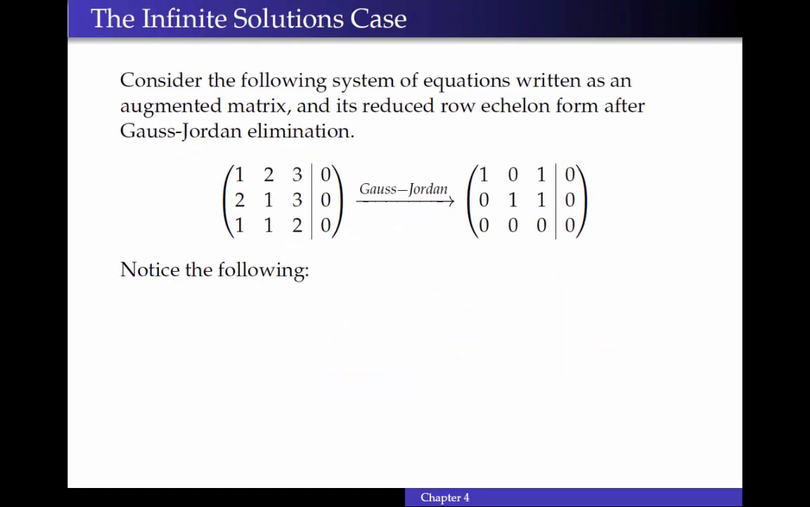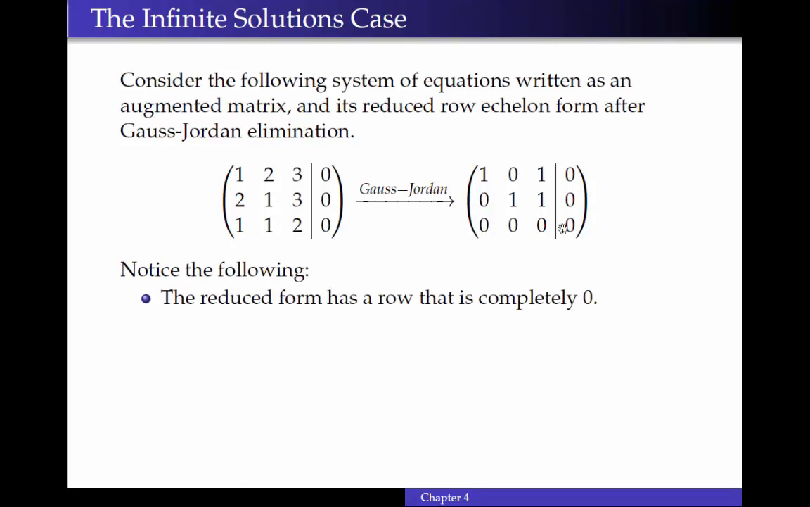Our final case is when we have infinitely many solutions. Let's consider the following system of equations, written as an augmented matrix, and its corresponding reduced row echelon form, after we perform Gauss-Jordan elimination. So when we look at this reduced row echelon form, we notice some things about it.